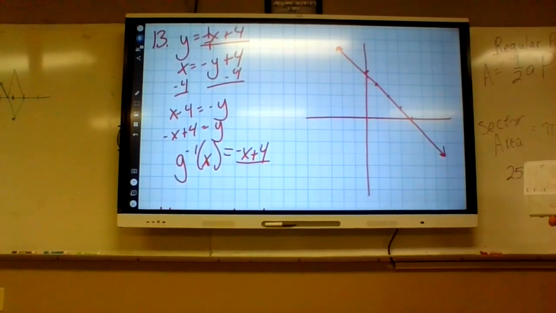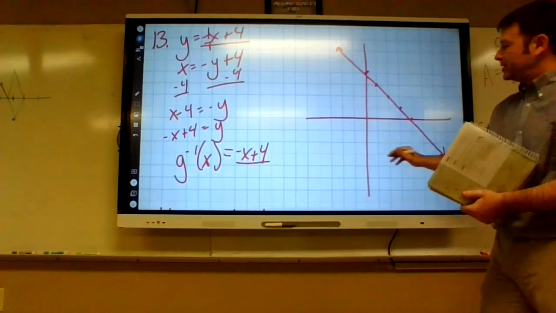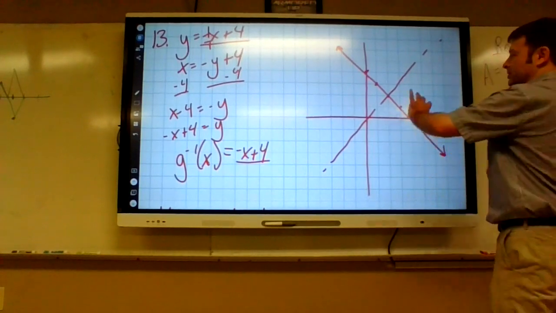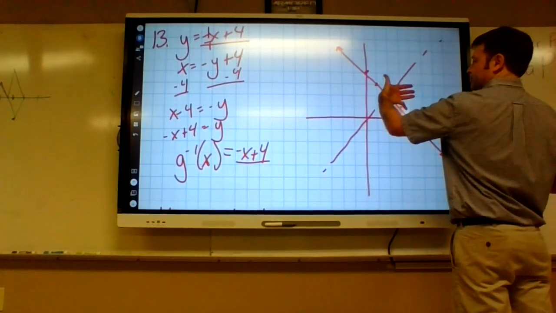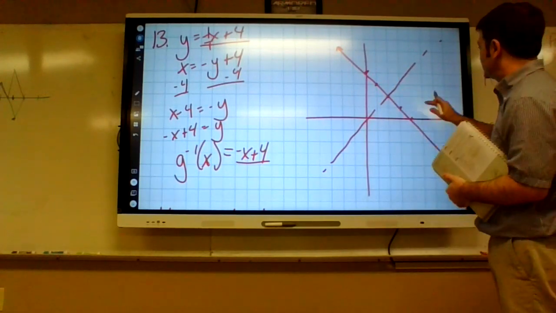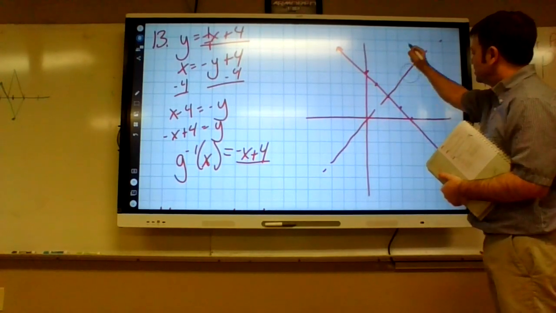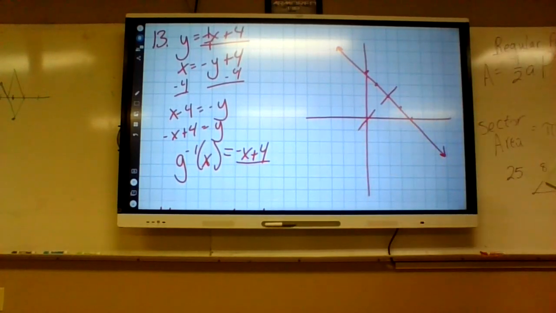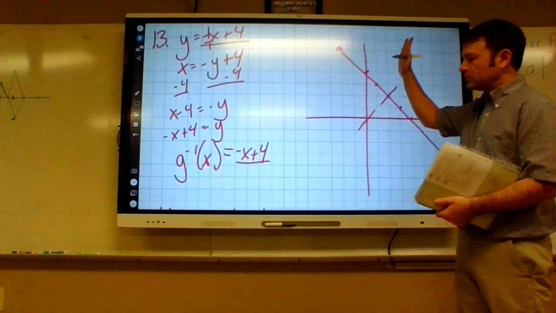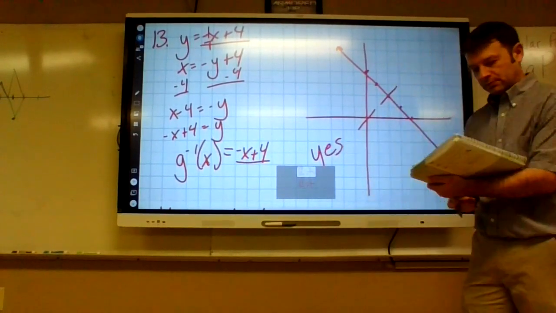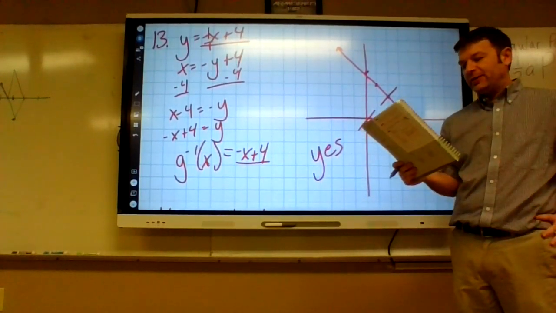Perpendicular to y equals x would be the same. So yeah, when you flip it over the line y equals x, it just happens to look exactly the same. You guys see it? You flip it this way, it's just the exact same line. That's why the inverse is the same thing as the original. So there's only one line. Is it a function? When is it not a function?